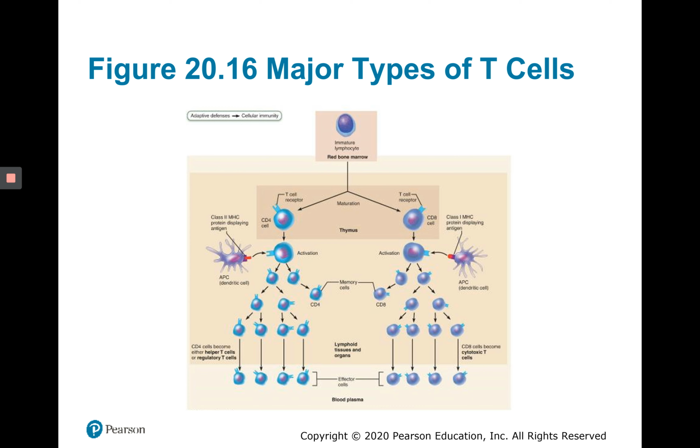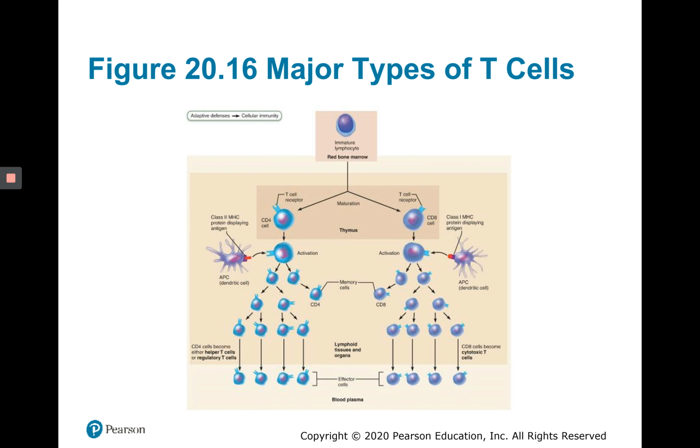All T cells express T cell receptors, and it's either a CD4 or CD8 glycoprotein that's also expressed on the T cell, but not both. So some T cells will express CD4 and others will express CD8. That's what we see in this image with CD4 being shown on the left and CD8 being shown on the right.